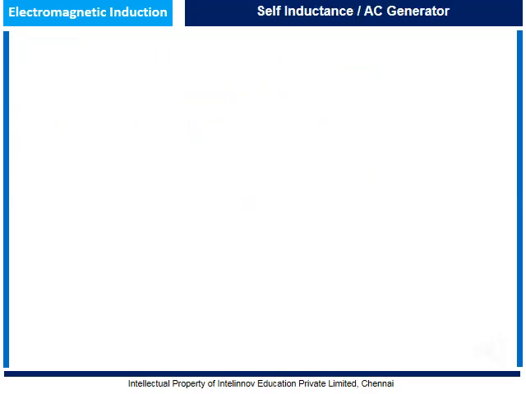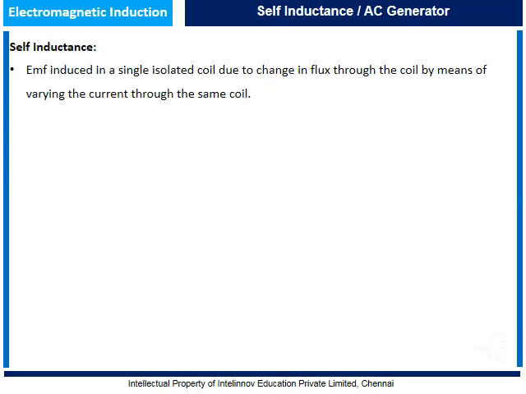Now let us understand self-inductance. It is the EMF induced in a single isolated coil due to change in flux through the coil by means of varying the current through the same coil. Here self-inductance is valid for a single isolated coil. However, mutual inductance is valid for two coils placed close to each other. In case of self-inductance, the formula is N Φ_B equal to L I, where L stands for self-inductance. In self-inductance, the energy required to build up current I is equal to L I² by 2.